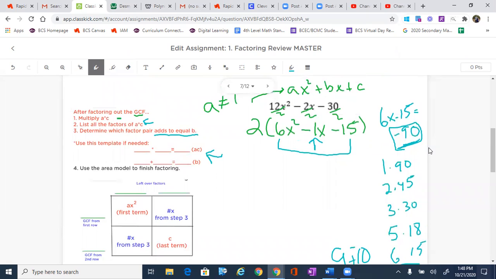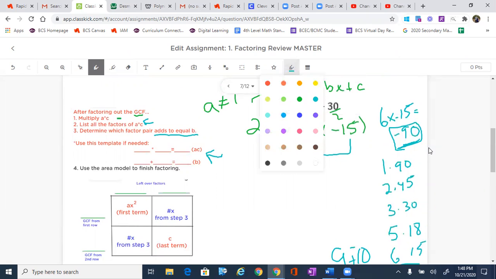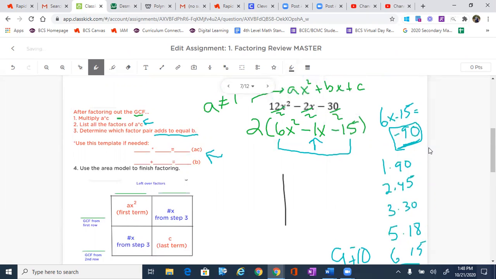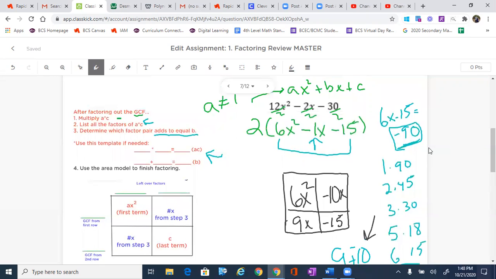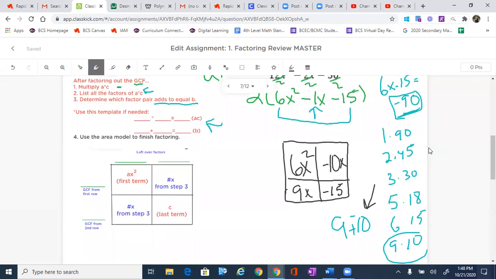So once we've got this information, I'm going to drop it into the area model. Boom, boom. It always brings us back to this because it makes life nice and easy. I'm going to bring 6x squared in here, minus 15. And then I'm going to write 9x and minus 10x. Those are those values right there that added to negative 1x.